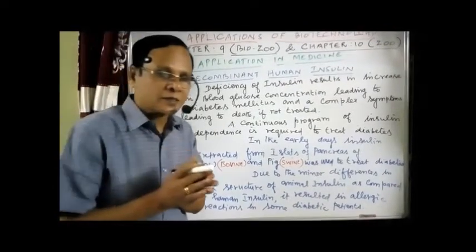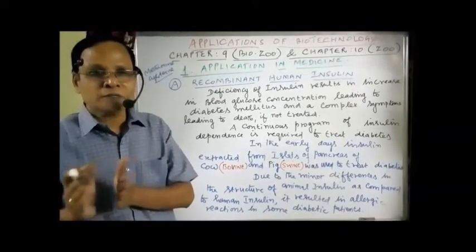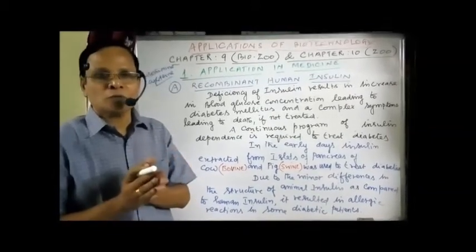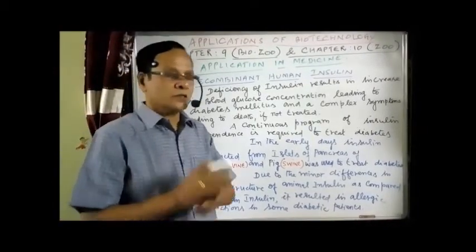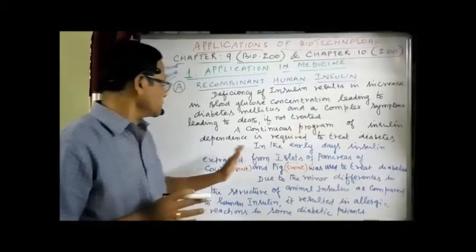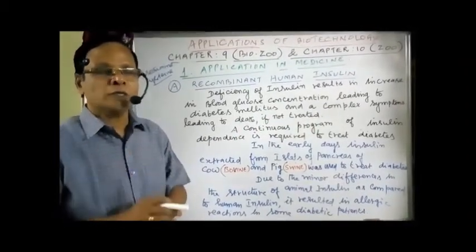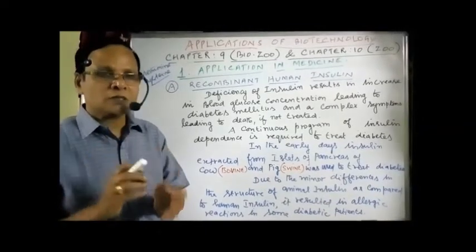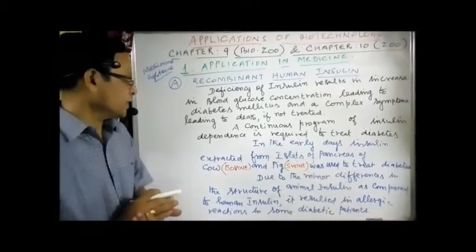Once diabetes occurs, it is a chronic disease lasting forever till death. The person has to depend on the insulin hormone, taking artificially synthesized insulin to reduce the blood sugar level. That's why I say a continuous program of insulin dependence is required to treat diabetes. You have to take tablets to control the sugar, or you have to take the insulin hormone intravenously.